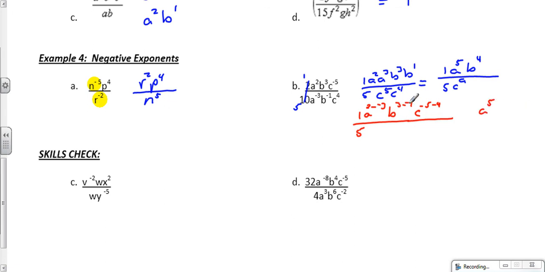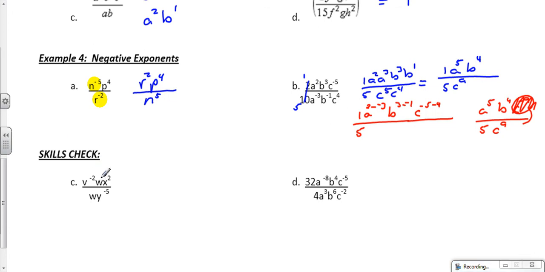b to the 3 minus negative 1 becomes 3 plus 1, so you get b to the fourth. c is going to come to negative 5 minus 4 is negative 9. Now notice that my c to the negative 9 is still negative. It's telling us that it's in the wrong place, so I would put that below, and it would become c to the ninth. So the negative exponent told us that that needed to be. Alright, let's take a look at this one now. I'm going to do these fast.